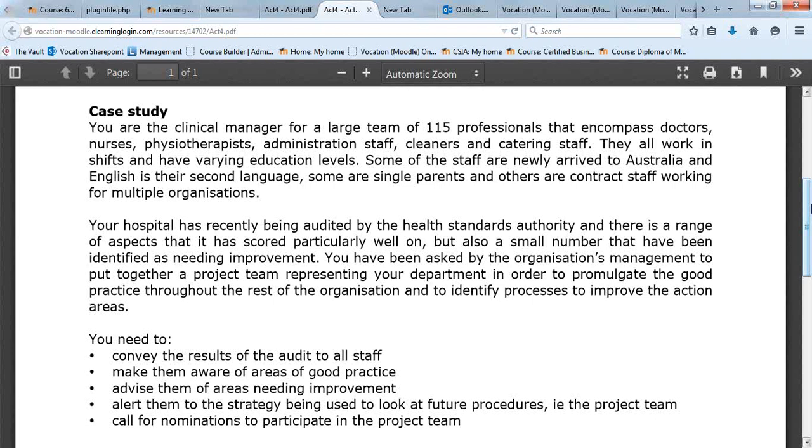The second part, obviously, is not only have you got people from varying levels within the organisation, but people that have also got varying educational levels, and there's a lot of diversity there. So English is a second language, some are single parents. So there's a lot that you're working with. This is not simply issuing a memo to the whole team to tell them the results of an audit, okay? This is about really looking at who your staff are, understanding what their learning needs are, and communicating the way and giving them the information that they need that is specific to them as individuals, I guess.